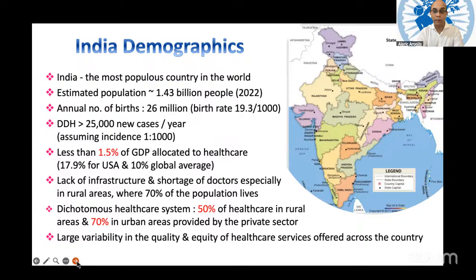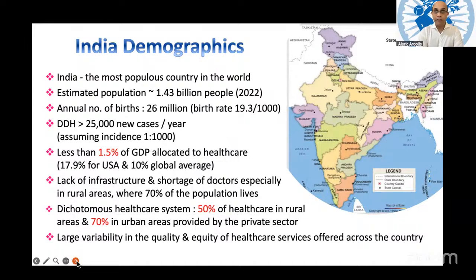We all know that we are now the largest and the most populous country in the world with a very high birth rate. And looking at that incidence of even 1 in 1,000, which is a very conservative estimate, we are looking at almost 25,000 new cases of DDH every year. And this is just looking at the Graf 3s and 4s. We all know the challenges of the healthcare system in India, where very little of the money is allotted to healthcare. The public healthcare sector is overworked, and a large part of the healthcare is actually provided, even in the rural areas, by the private sector, by small standalone hospitals, which is quite disorganized, as you can imagine.